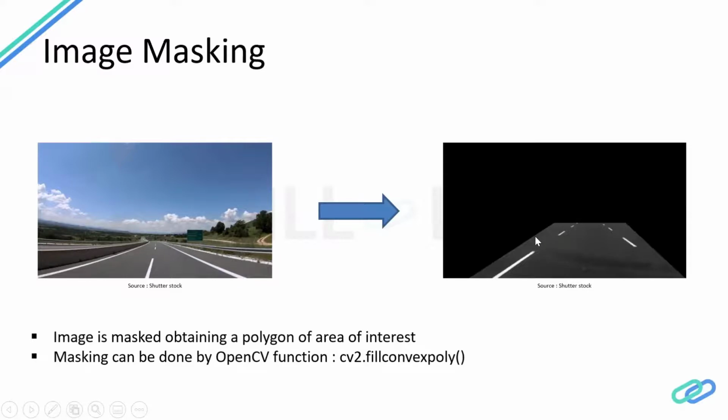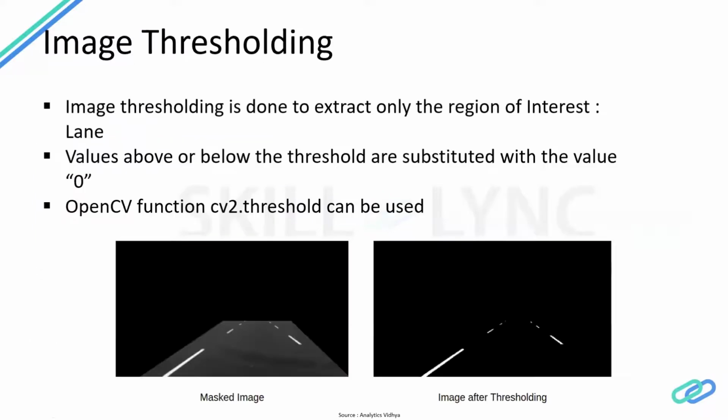So in the case of a computer, masking would essentially be converting the values of other areas that are not of interest to 0 or 1, so that there is a stark difference from the region of interest. The region of interest would have numbers which would be very different from the region that is not of interest.